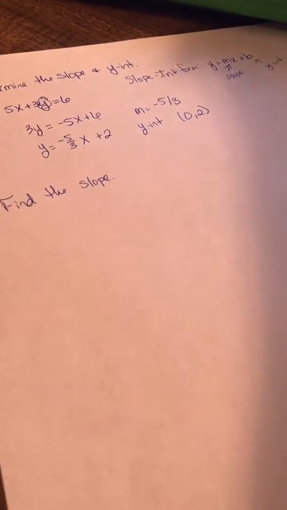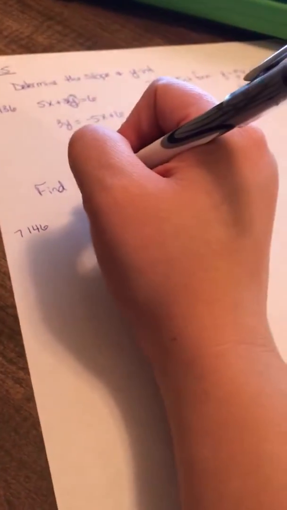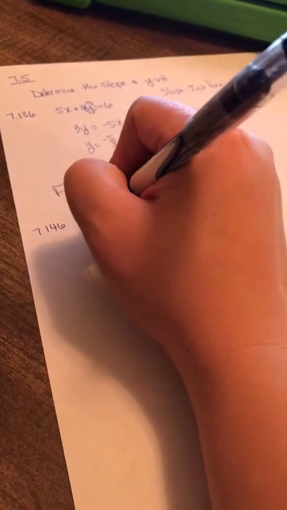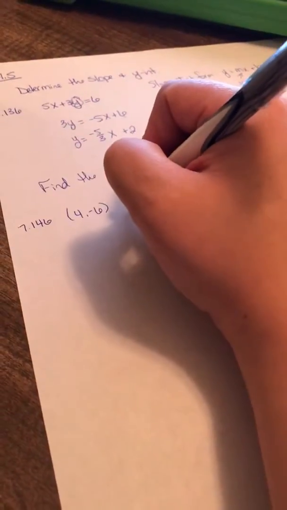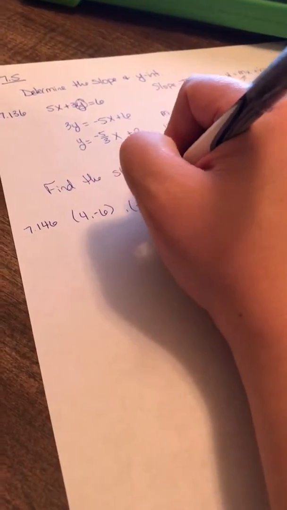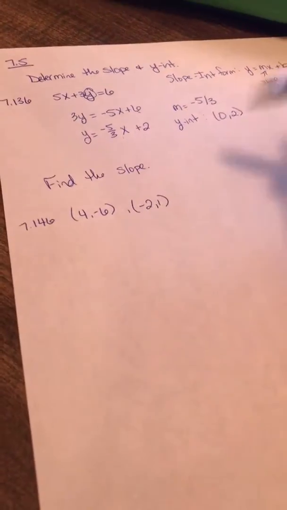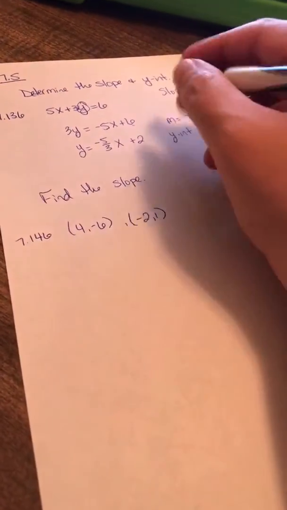For the next part, you want to find the slope. I think this part gives you ordered pairs, and you want to use the slope formula. So we've got 4, negative 6, and negative 2, 1. So find the slope between two ordered pairs. That's using the slope formula.